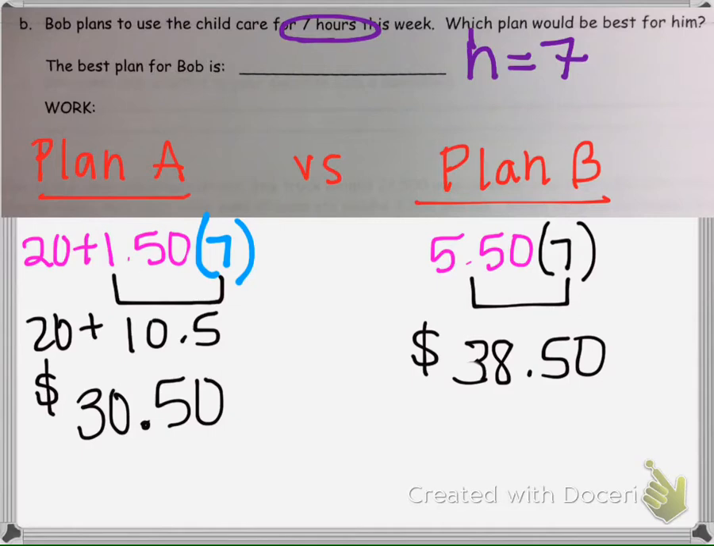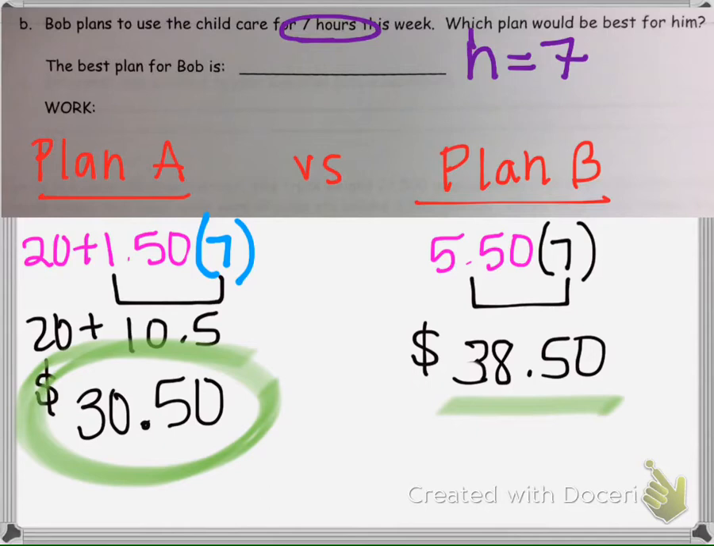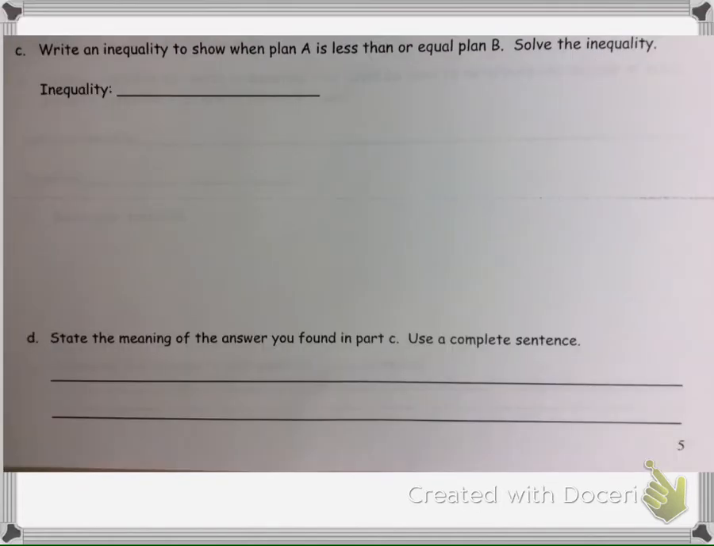So which plan is better if you only want 7 hours? Clearly this is cheaper than this one. So the best plan for Bob is Plan A because it's cheaper. It's $8 cheaper. Okay, Part C says, write an inequality to show when Plan A is less than or equal to Plan B. Remember this looks like an L for less, so that's why the inequality should be this way. We need that line underneath because it says or equal to.